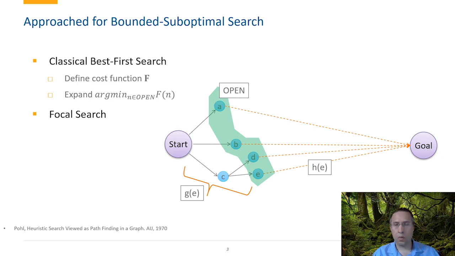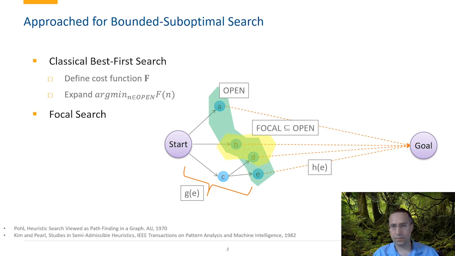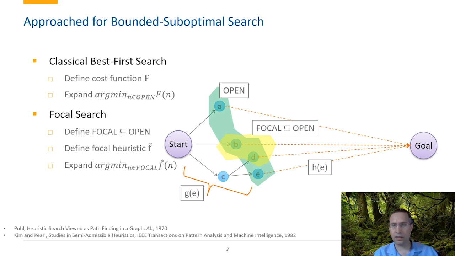In focal search, we take the set of nodes in open and extract some of them into a set that is called focal. And then, in every iteration, we choose one node from focal to expand next. So again, we define a subset of the nodes in open called focal, and we then use an additional heuristic to choose from this set of nodes which one to expand. Kim and Pearl were the first to introduce this framework in their seminal work on A-star epsilon. What I did not explain yet is, in the classical best-first search approach, how to define this f cost function. I did not explain how this focal is defined and also what this focal heuristic is. But don't worry, I'll do that now.